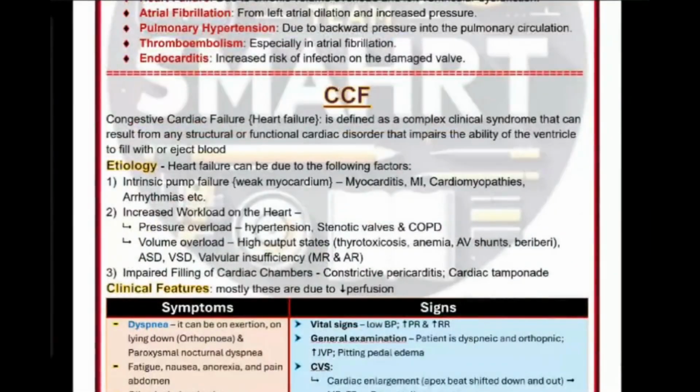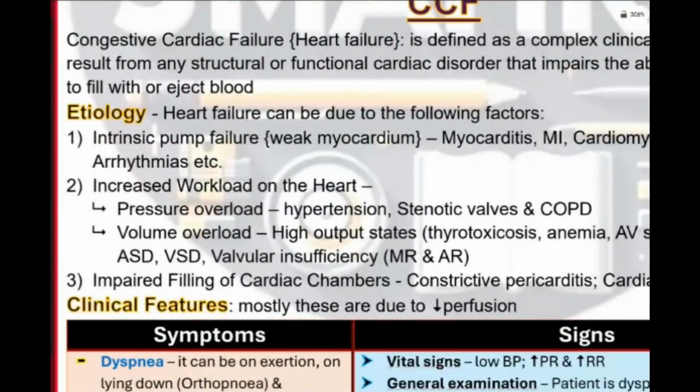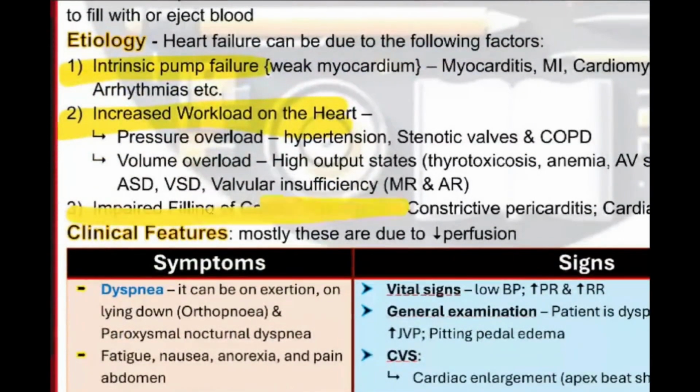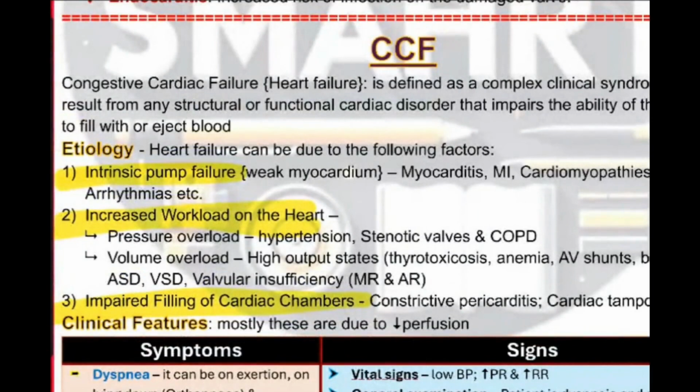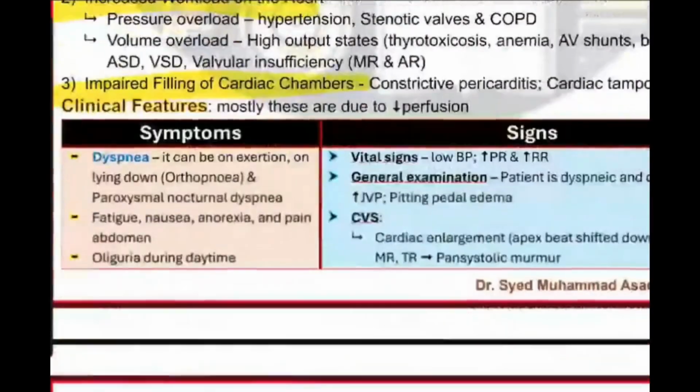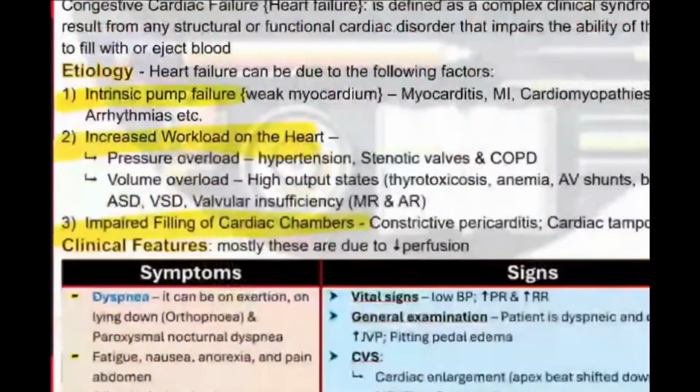Now, everything is the same, like congestive cardiac failure we were talking about. Heart failure can occur due to three reasons. First, the heart is unable to pump; or the workload on the heart is more; or the heart is unable to get filled, impaired filling. Intrinsic pump failure, that is weak myocardium; more load on the heart; or a filling defect. Based on this, they have classified it into systolic failure or diastolic failure. And based on this, heart failure can be right side or left side heart failure.